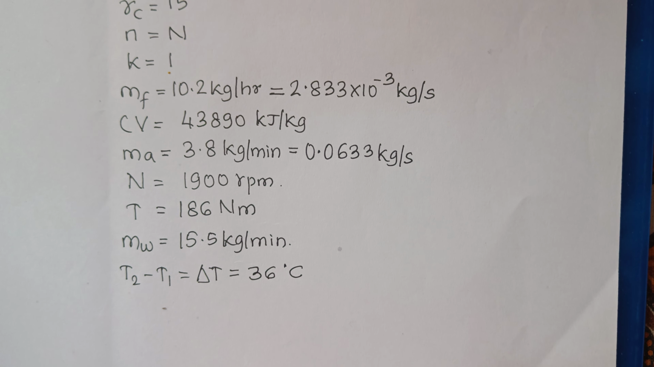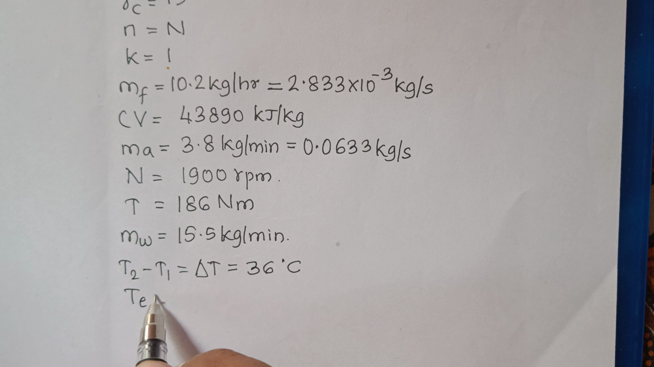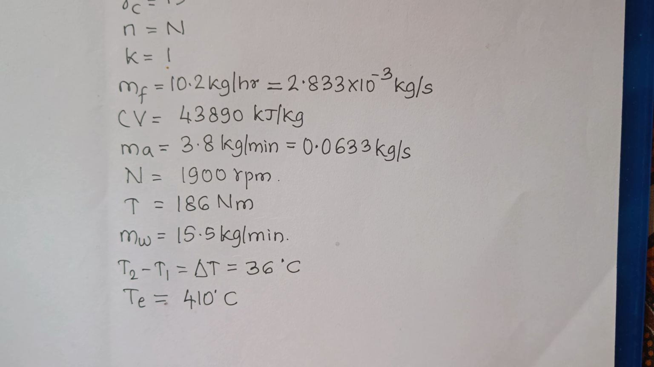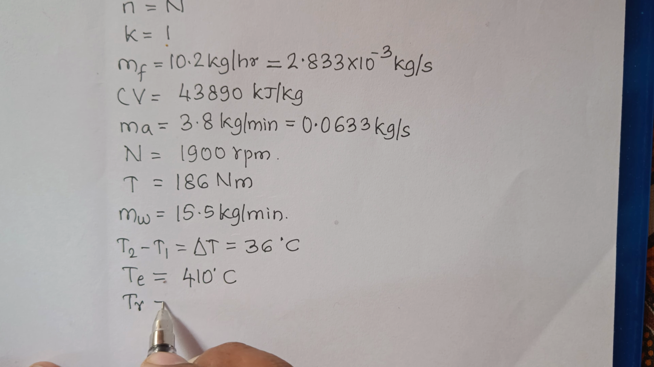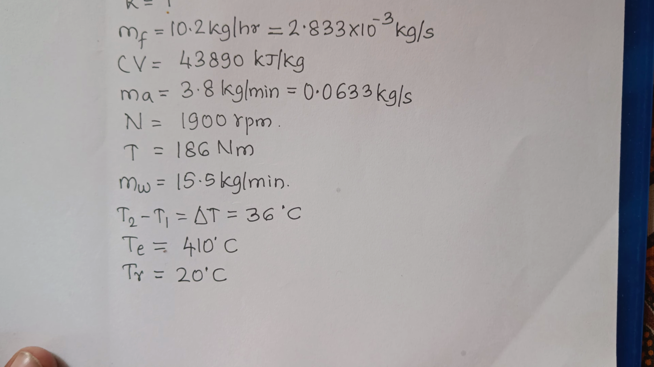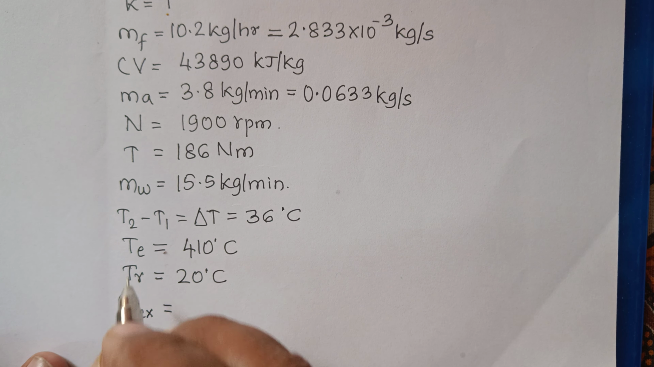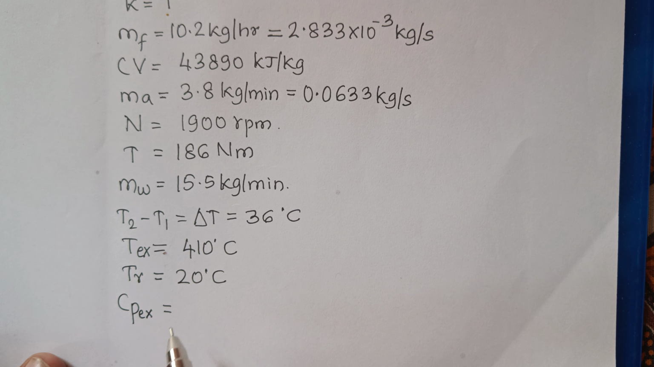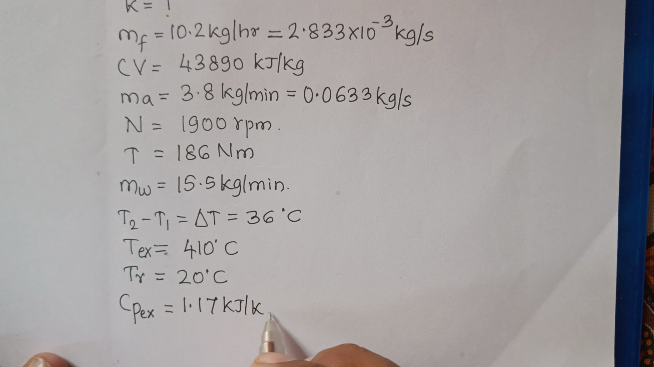Then after taking delta T, which is given in the problem, next he has given us the temperature of exhaust gas, that is TE. Temperature of exhaust gas TE is 410 degree centigrade. Then room temperature, we call it as TR, that is 20 degree centigrade. Then CP, specific heat of exhaust gas, CPEX is the symbol used. So it is 1.17 kilojoules per kg Kelvin.